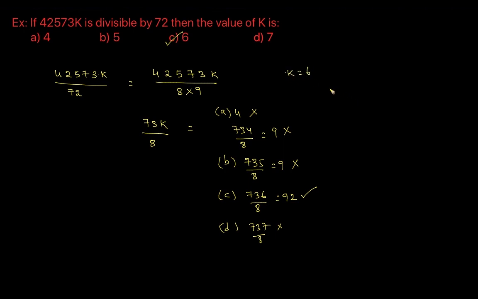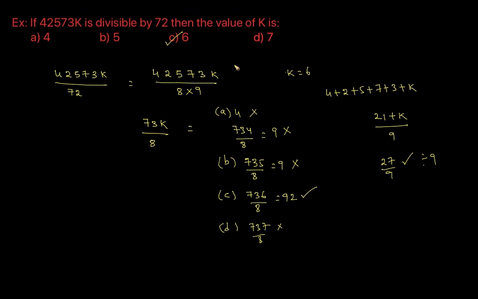Otherwise you can check with the 9 rule. Okay, what is the 9 rule? The sum of the digits: 4 plus 2 plus 5 plus 7 plus 3 plus k, right? 4 plus 2 is 6, 6 plus 5 is 11, 11 plus 7 is 18, 18 plus 3 is 21 plus k. This 21 plus k should be divisible by 9. Now check with the options. 21 plus 4 by 9, no. 21 plus 5 by 9, no. 26, never. 21 plus 6, 27 by 9, right? So it is divisible by 9. So if k value is 6, then both numbers divide this number.